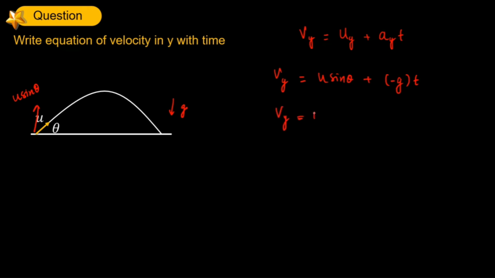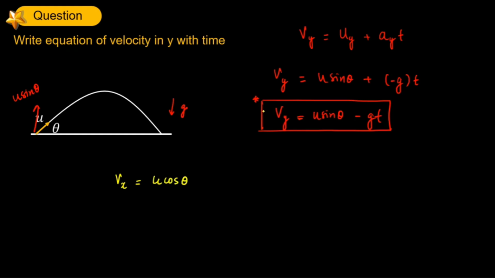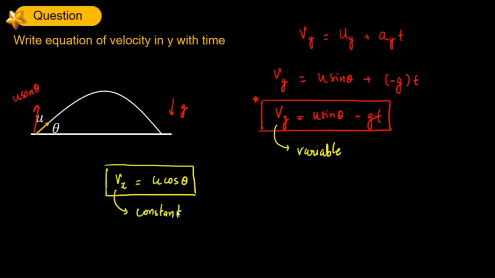So this is the relation of velocity in y-axis with time. Remember the difference. Vx is nothing but u cos theta only, whereas Vy is u sine theta minus gt. It means that it is a variable quantity. So velocity in y-axis is variable in case of projectile motion, whereas Vx is going to be constant.